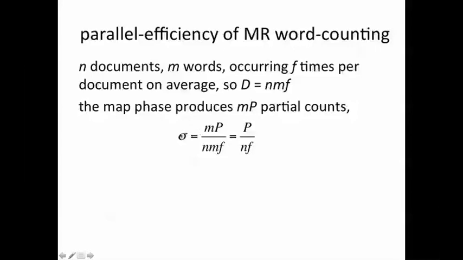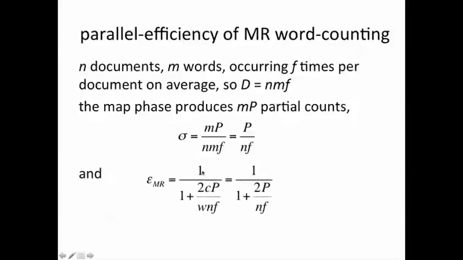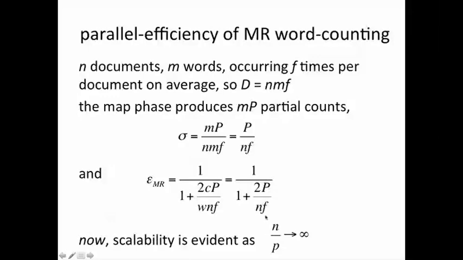Now let's see if we plug this in to our equation. We get the parallel efficiency is this expression, 2c sigma by w. Now assuming w and c are the same, which is a simplifying assumption in our case, we get an expression that looks like this. Notice here that as the ratio n over p goes very large, that means you have large volumes of data, large number of documents, then the efficiency goes to 1, as we would expect for a scalable parallel algorithm.